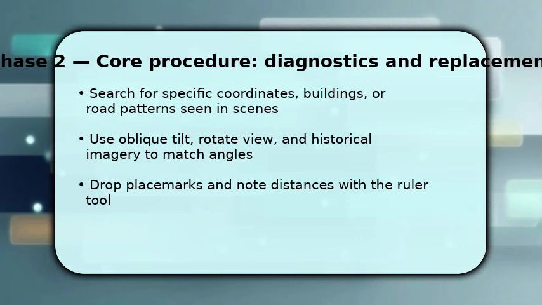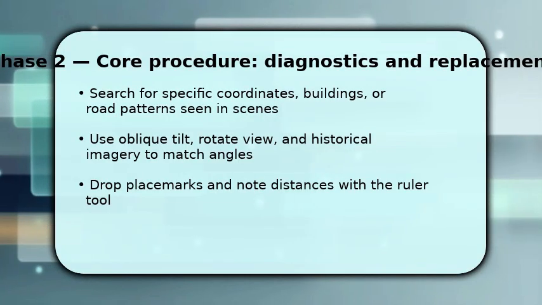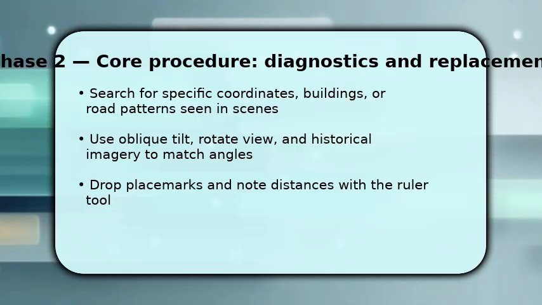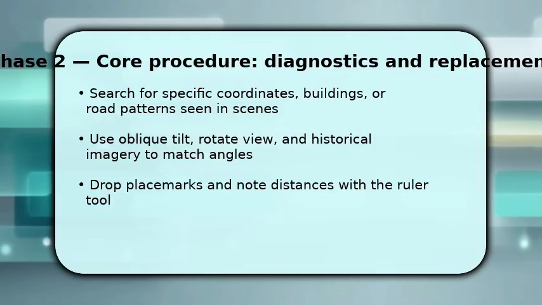Once you've zoomed into the general area, use tilt and rotate to change camera angle and match screenshots or video frames. You'll often need an oblique view to match facades. Make place marks on distinctive structures, then measure distances between them with the ruler. This verifies scale and spacing. Compare multiple dates in historical imagery because set pieces or temporary props might appear only in certain years.